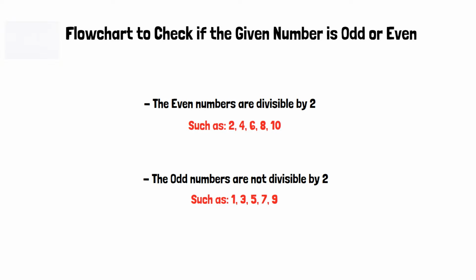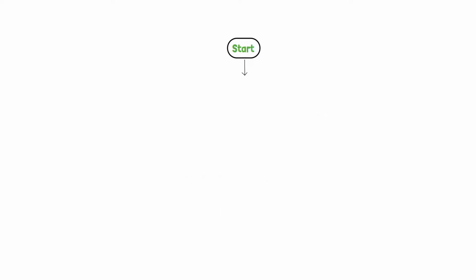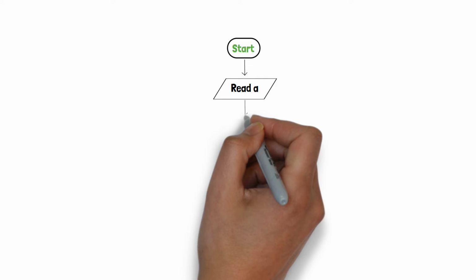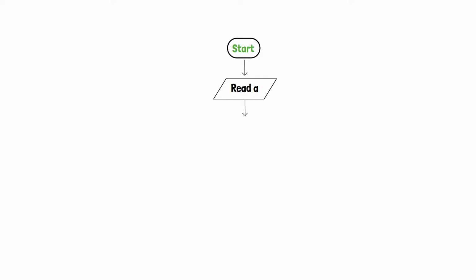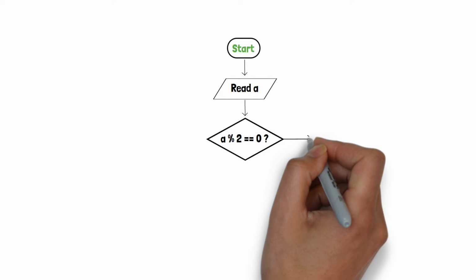So now, let's construct a flowchart. Here we will create a starting terminator to start the program. Now, we will accept a number as input and store it in variable a using the input component. Following that, we will use a decision box to determine whether a modulo 2 is equal to 0 or not.